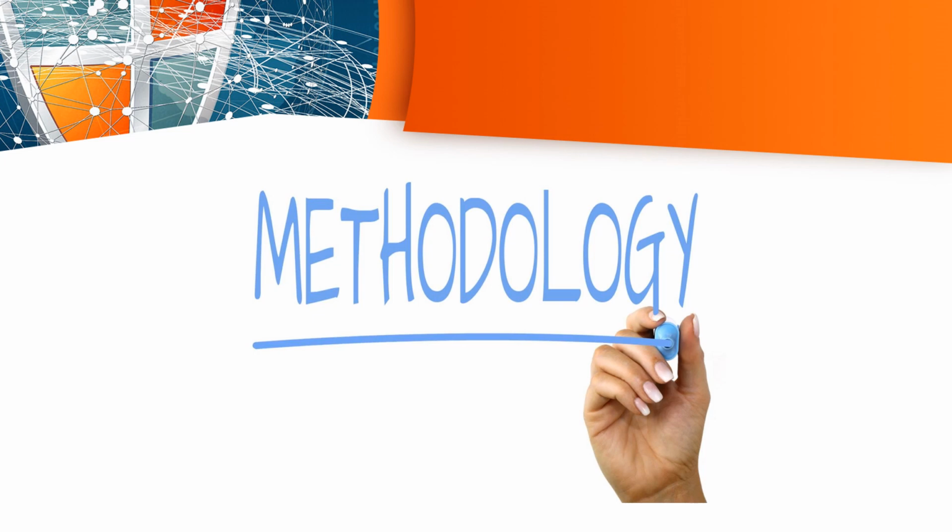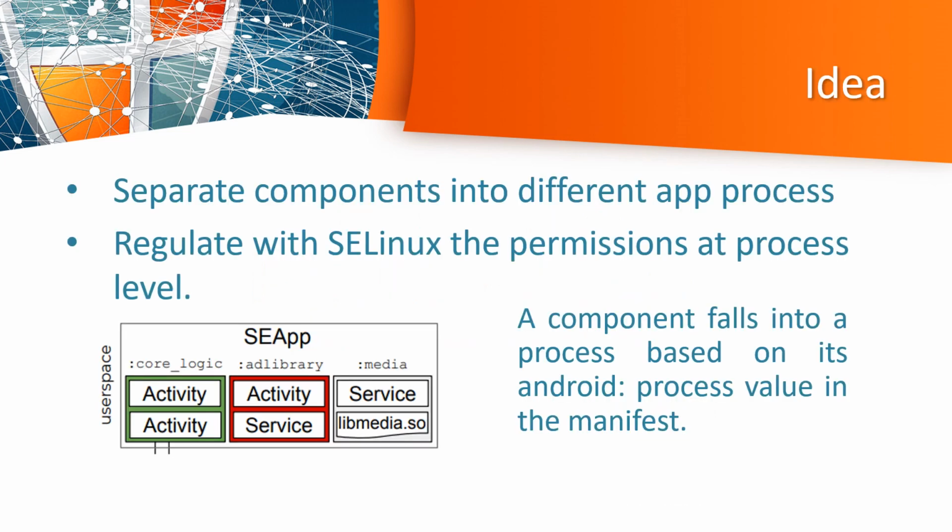Methodology. The idea is to separate the components into different app processes and regulate with SELinux the permissions at process level. A component falls into a process based on its android:process value in the manifest.